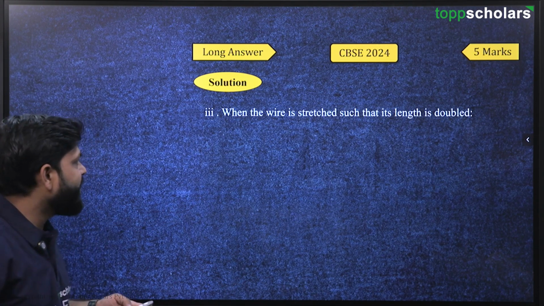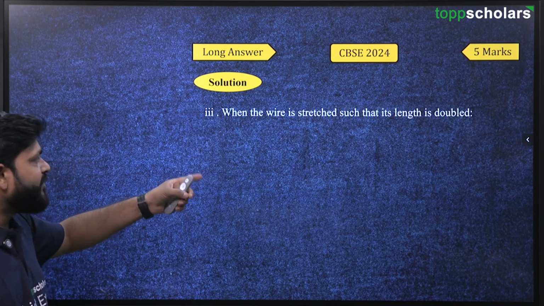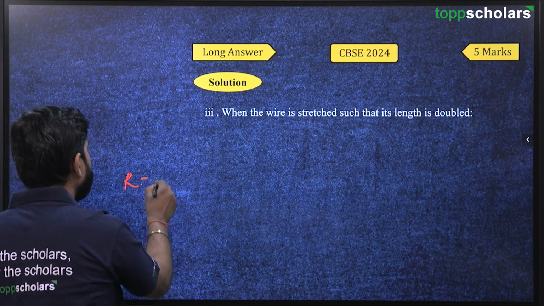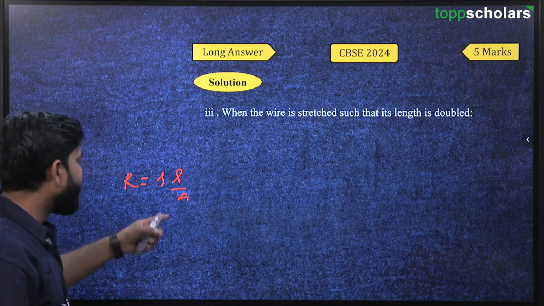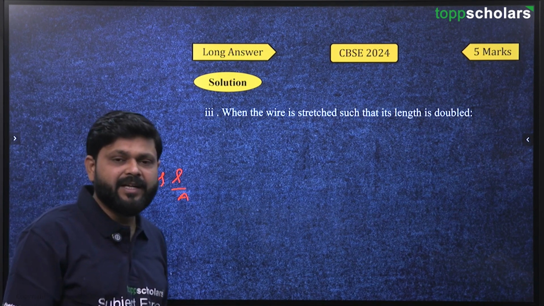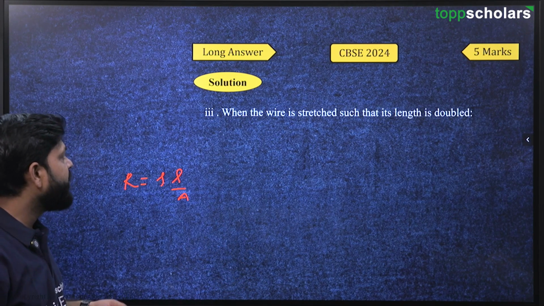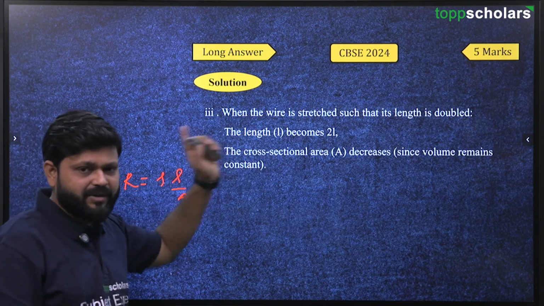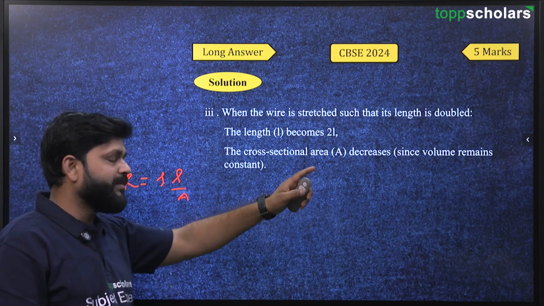If the wire is stretched, so the length will change, because R equals rho L upon A. If the length is increasing, the area will also change in the same ratio. If the length becomes 2L, the cross section area decreases since the volume remains constant.